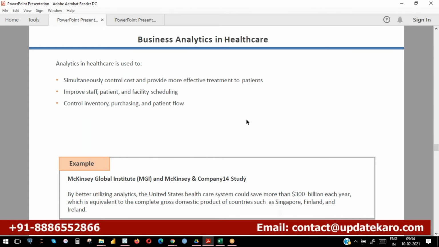They can control cost. They can improve staff, patient and facility scheduling, control inventory purchase, and even patient flow also. All these things are possible, right? If the cancer is detected in the later stages, then it will be difficult to control. So how is the cancer detected in the early stages?